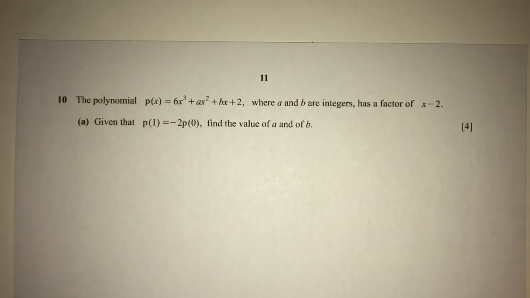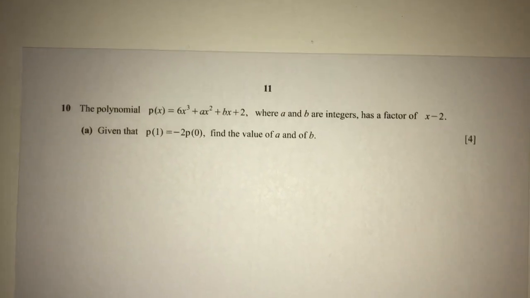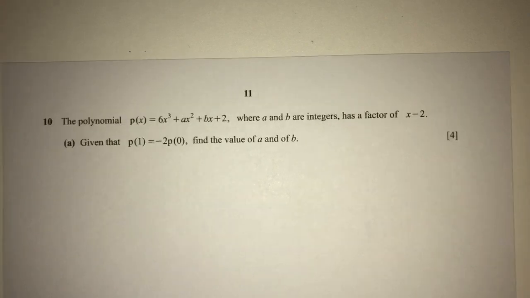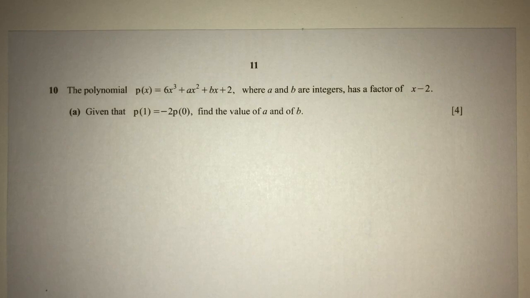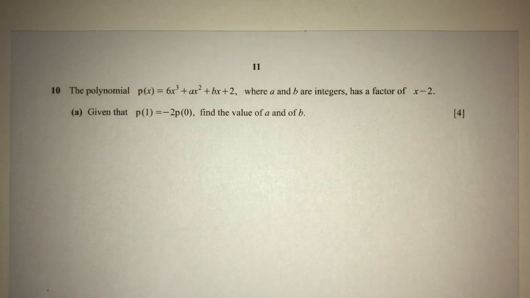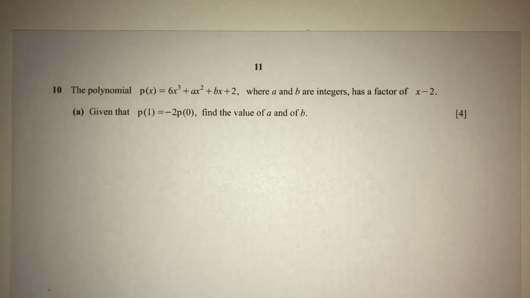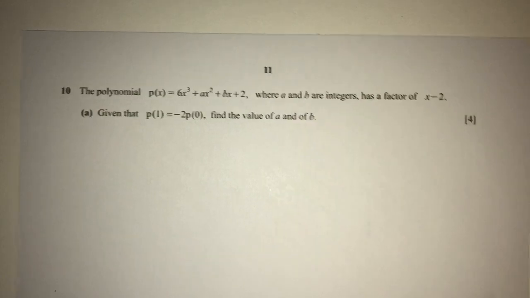Now let's move on to question number 10. So the polynomial p of x, where a and b are integers, has a factor of x minus 2. Okay, so that's good to know. Given that p of 1 equals minus p of 0, find the values of a and b. So one by one, let's first use this one.